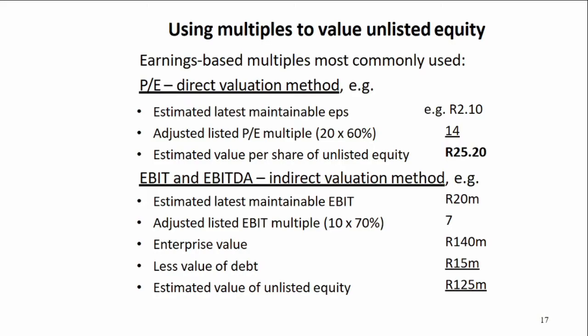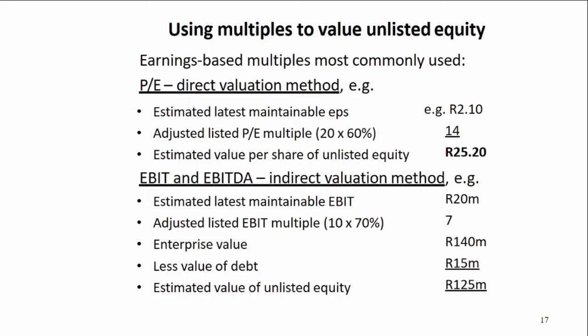Please note that this is an estimated value, and often the adjustments that take place to the listed PE multiple are judgmental. Then we have the EBIT and EBITDA multiples method. This is an indirect valuation method in that it does not value equity directly. It actually values the enterprise value, and then to get to the value of equity, you need to subtract the value of debt.